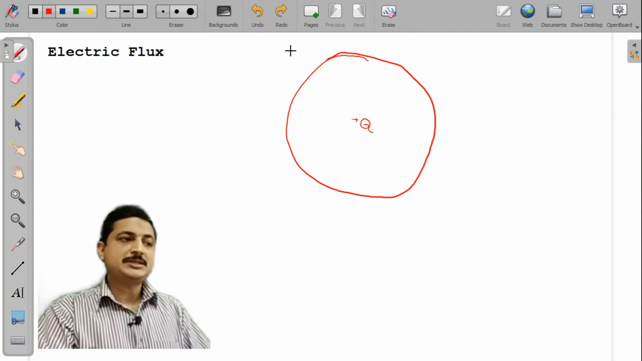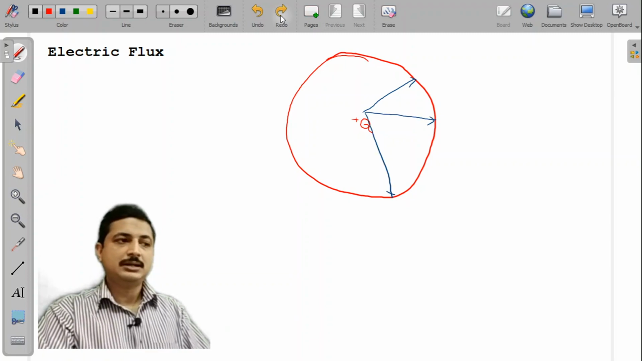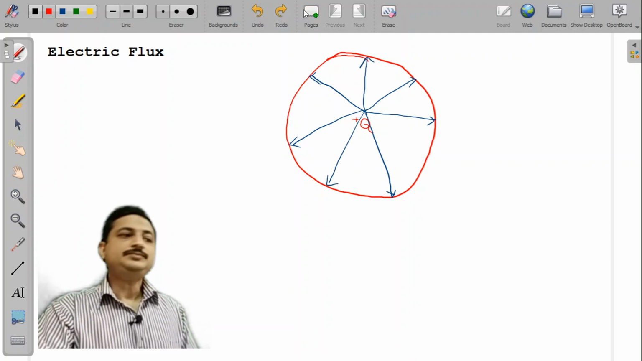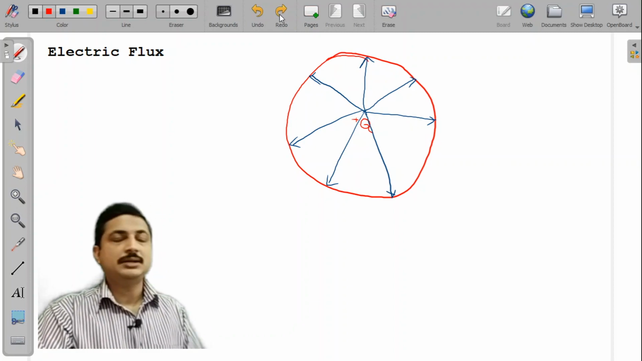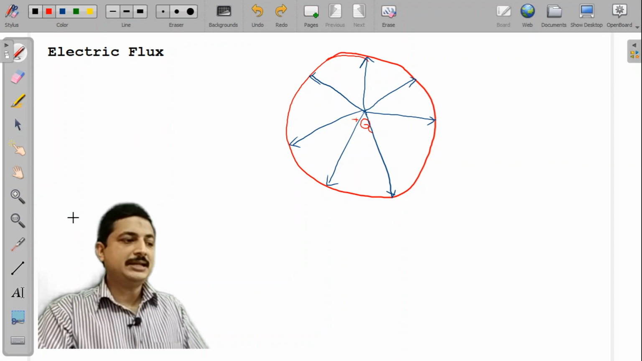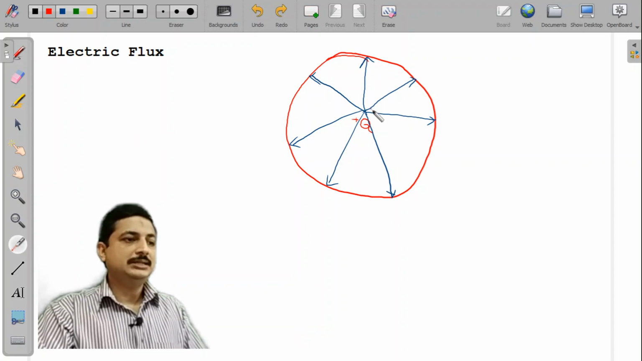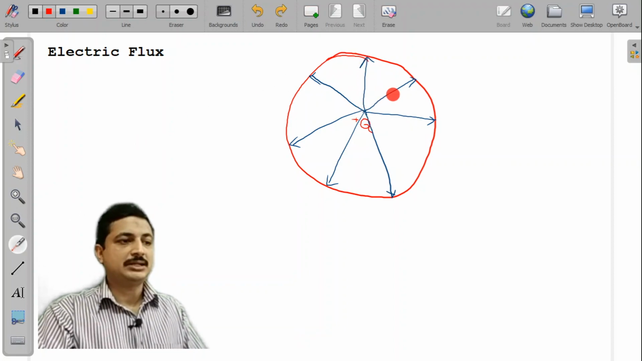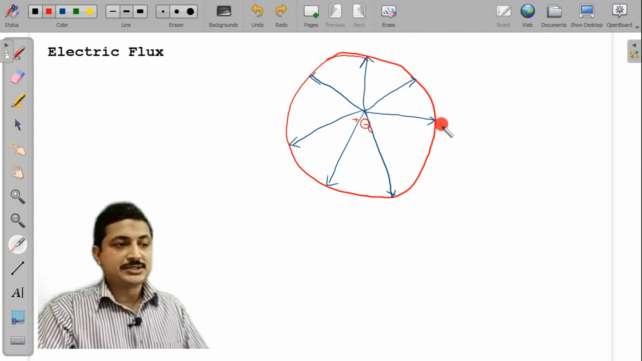Now, how did we represent that force? We represented that force by drawing vectors directed radially outwards from this positive charge. Is it not? So, this is how we represented the force on the incoming charge. Now, what were these lines? These lines were vectors representing force. These were the lines representing the force.